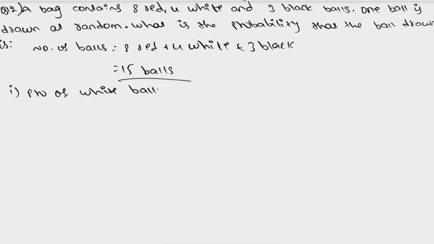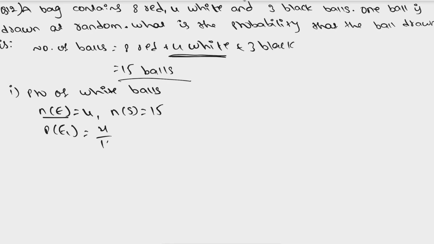First, the probability of getting a white ball. How many favorable outcomes do we have? We have 4 white balls, so n of E is equal to 4, and our total outcomes are 15. The probability of this first event is n of E by n of S, which is equal to 4 by 15.